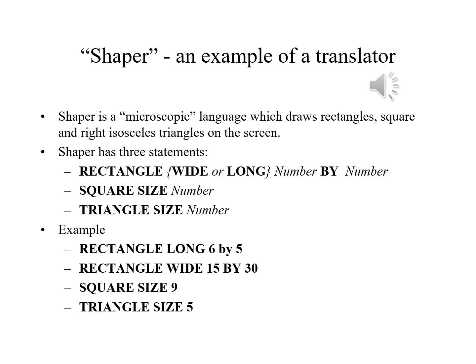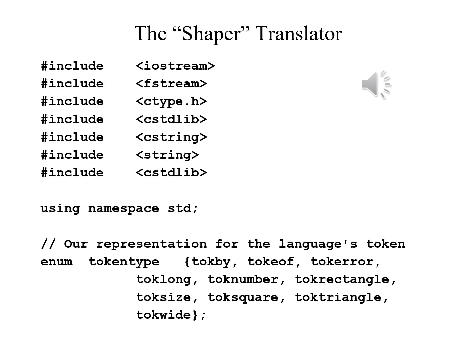It is a compiler, sort of, in the sense that we have to save a program in a file, but it's an interpreter in the sense that it will actually draw this on the screen rather than generating code to do that for us. But it will allow us to take a look and see examples of at least a good portion of what you'll have in a compiler. Let's take a look at the Shaper translator.